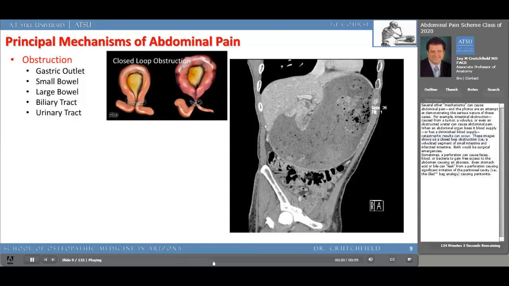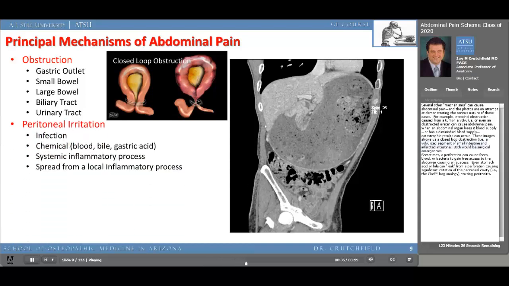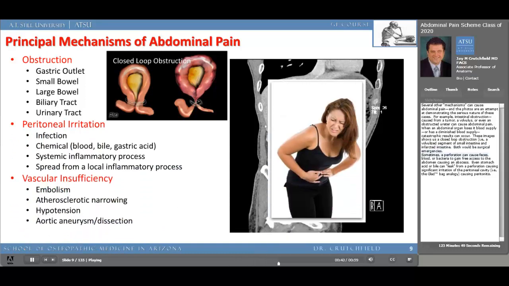Sometimes a perforation can cause feces, blood, or bacteria to gain free access to the abdomen, causing an abscess. Even stomach acid or bile can leak from a perforation, causing significant inflammation of the peritoneal cavity, i.e. the Glad bag analogy, causing peritonitis.